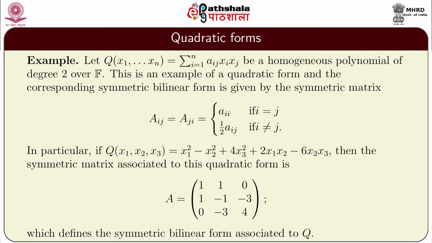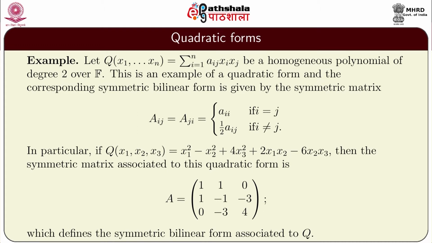A particular example: if q of x1, x2, x3 is given by this homogeneous degree 2 polynomial x1 square minus x2 square plus 4 x3 square plus 2 x1 x2 minus 6 x2 x3, then the symmetric matrix associated to this quadratic form is the matrix A, whose first row is 1 1 0, the second row is 1 -1 -3, and the third row is 0 -3 4. And this naturally defines the symmetric bilinear form associated to q.